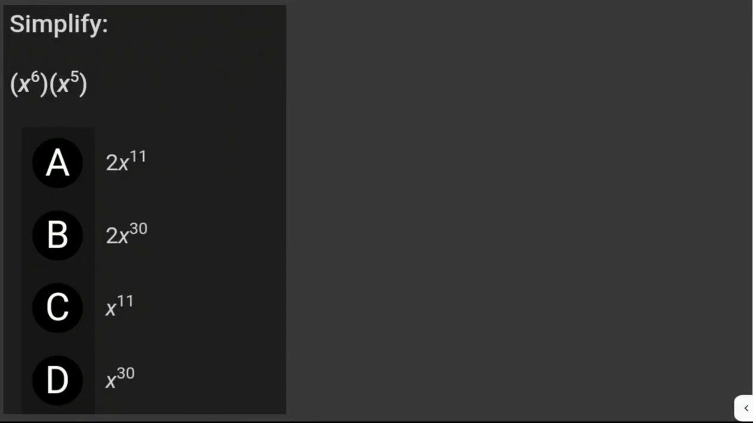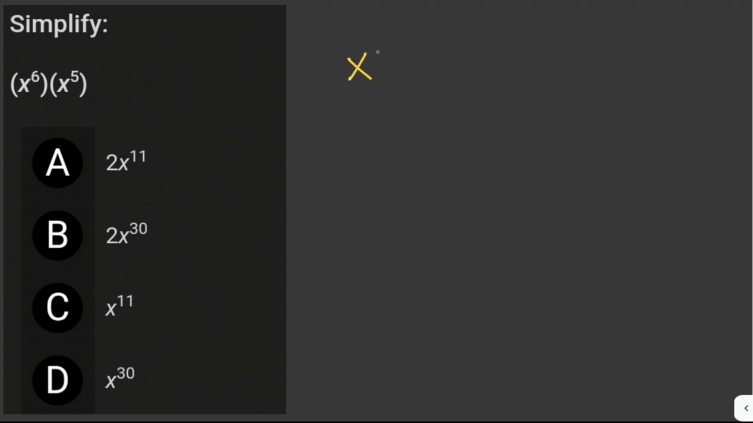Let's solve some problems here. Simplify x to the 6th times x to the 5th. So by following or using the law of exponents, when the expressions have the same bases, we just have to add up their exponents.